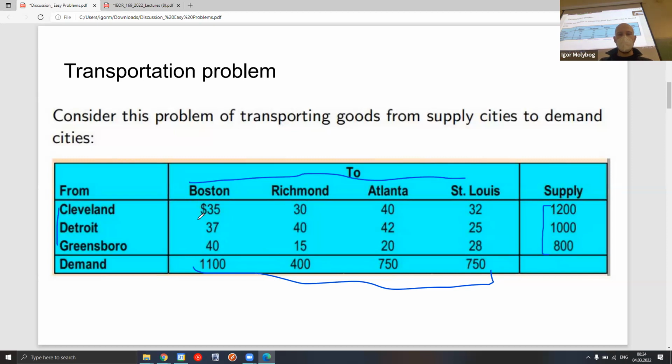We also are given a cost of unit of flow that flows through an arc. For example, from Cleveland to Boston, the cost of shipment of a particular unit of goods is $35. So we end up with a matrix that defines, for each pair of a source city and a target city, a certain number that specifies the cost, Cij.